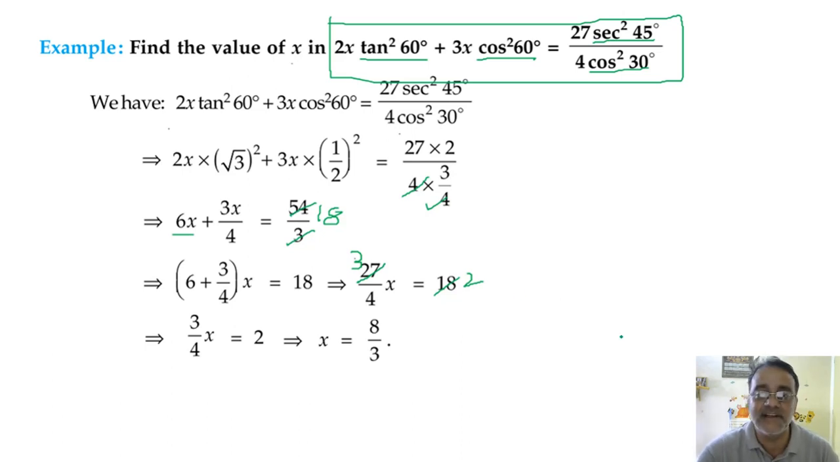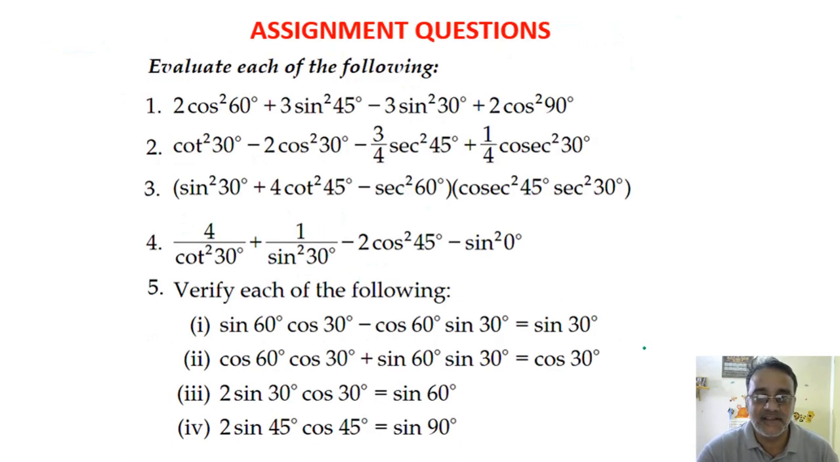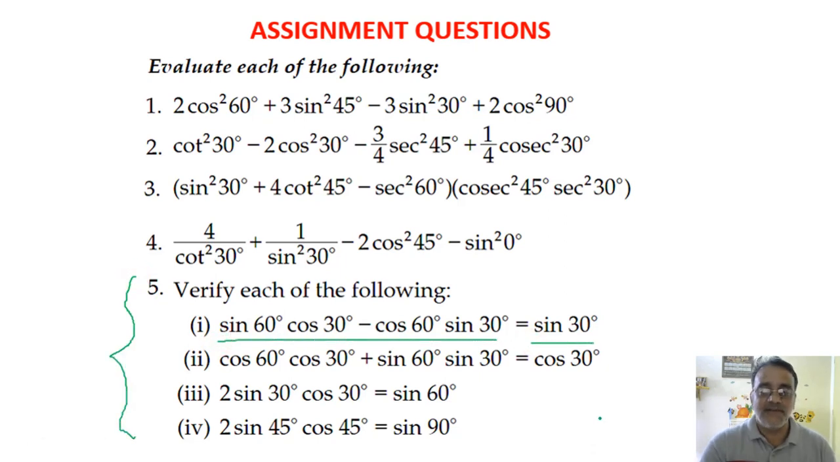Now we'll move towards the next section, that is assignment questions. And you have to complete all these 5 questions. The last question is, you have to verify: this is the LHS and this is the RHS. You have to verify that LHS should be equals to RHS.